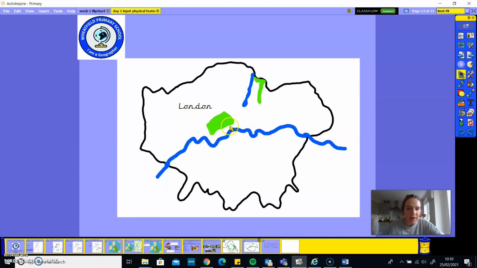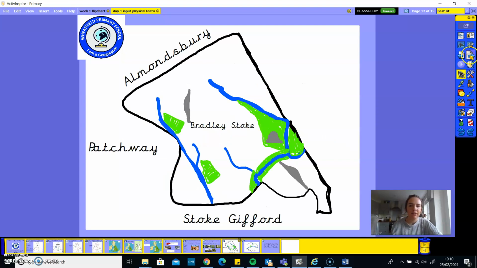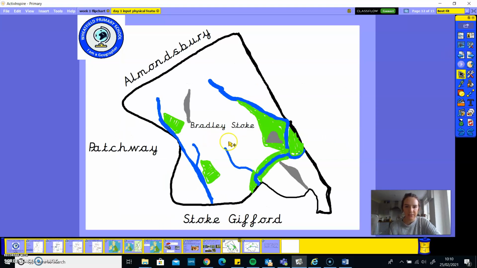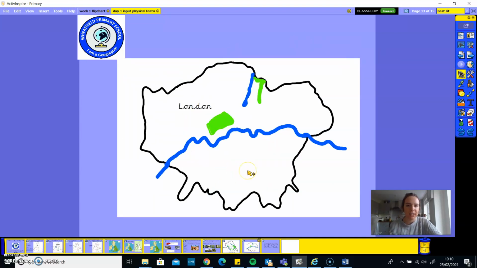We've got a big park. This is called Hyde Park. And then over here we've got a bit more of a river stream and some more greenery. So if we look and compare the two, it seems like there are a few more physical features in Bradley Stoke, but we need to remember Bradley Stoke is a lot smaller than London. I obviously haven't marked it all, and I've just marked in the main ones that stood out to me.